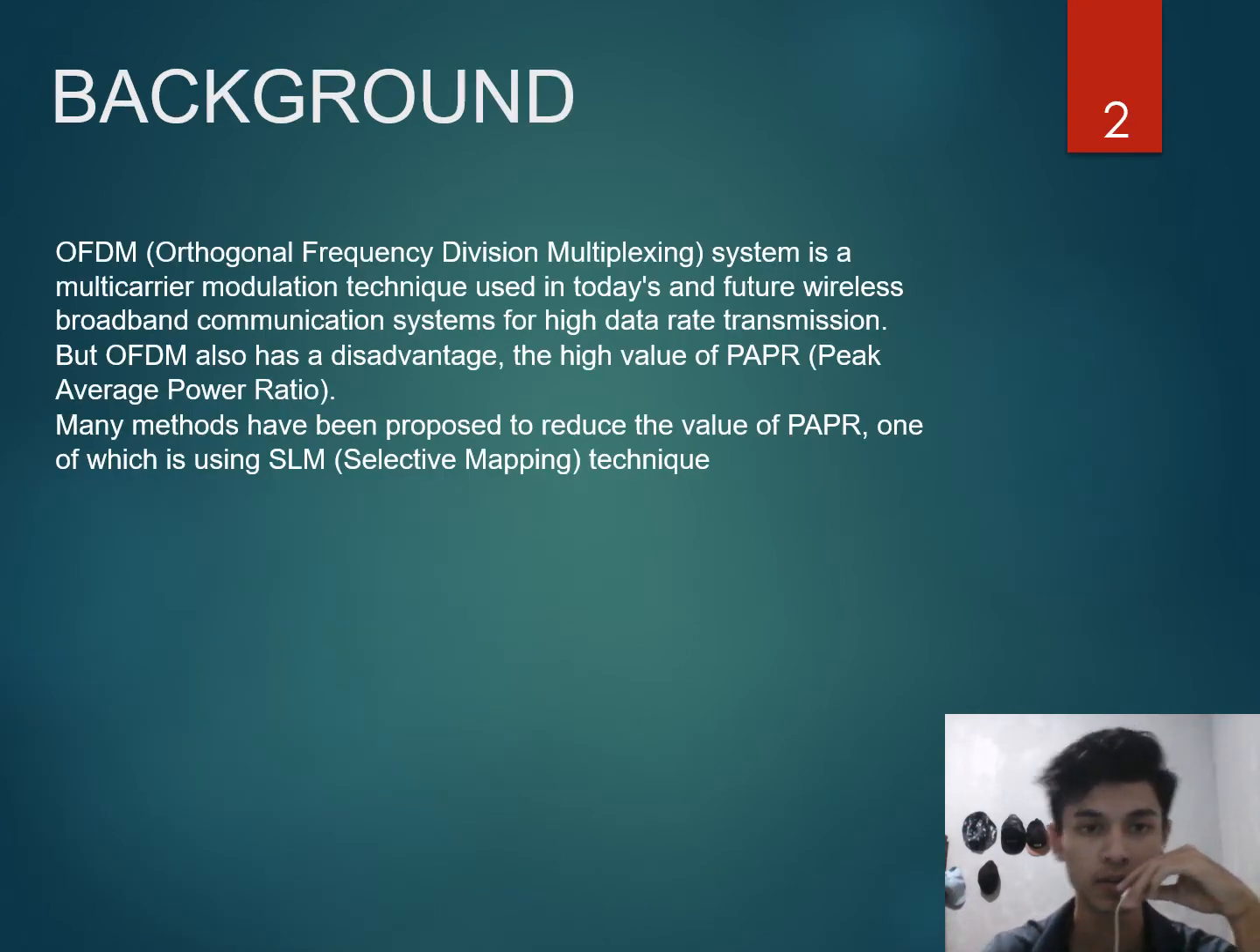The background of my final project is that OFDM, or orthogonal frequency division multiplexing system, is a multi-carrier modulation technique used in today's and future wireless broadband communication systems for high data rate transmission. But OFDM also has a disadvantage, the high value of PAPR or peak to average power ratio. Many methods have been proposed to reduce the value of PAPR, one of which is the SLM technique, which is the technique I will use for my final project.